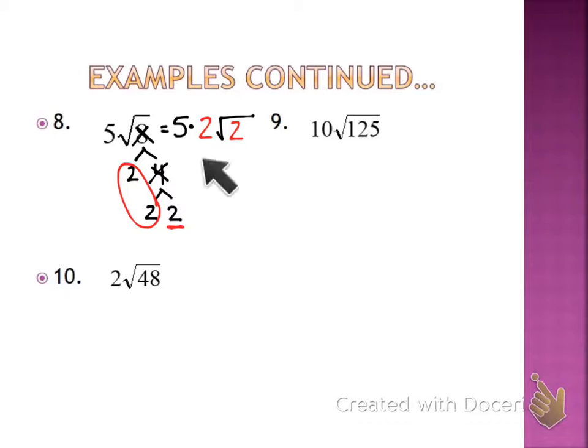For our final answer, we have to multiply the numbers that are out in front together. 5 times 2 is 10. If there were multiple numbers under your radical, you would multiply those back together also, but we don't have that on this problem. So our answer is 10 root 2.